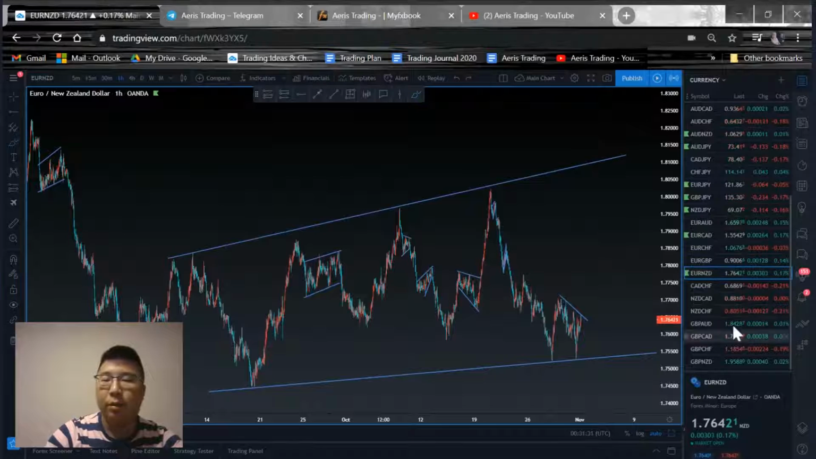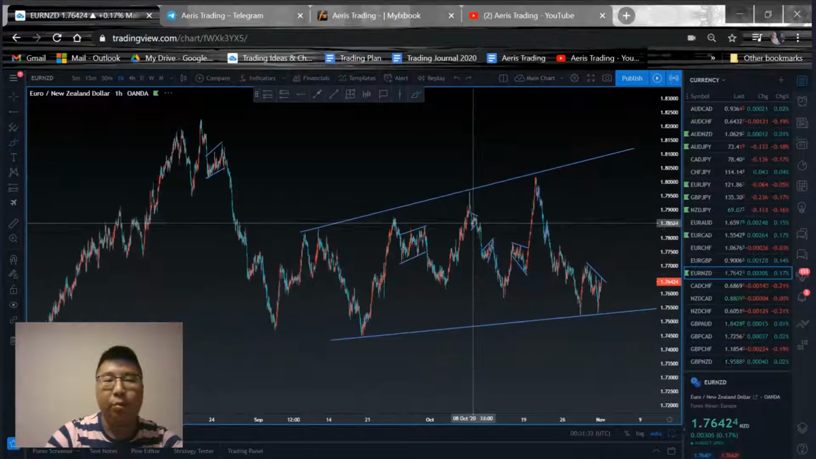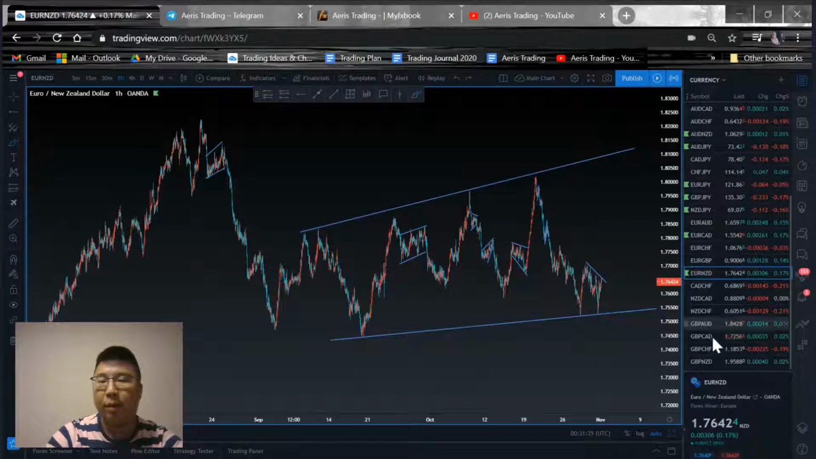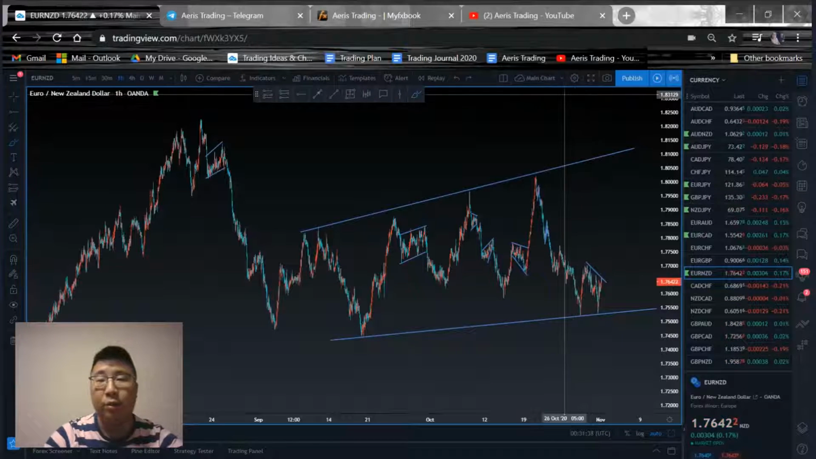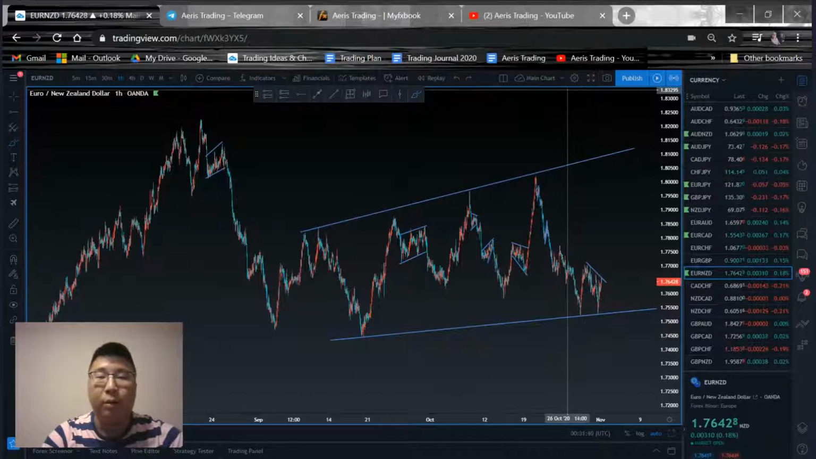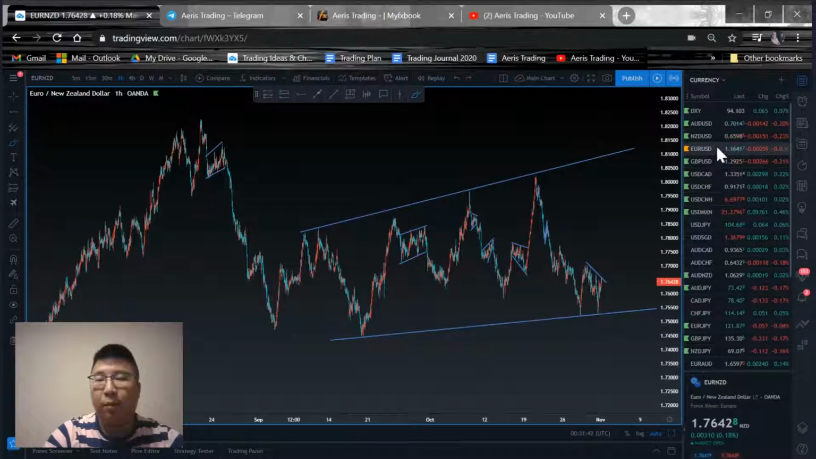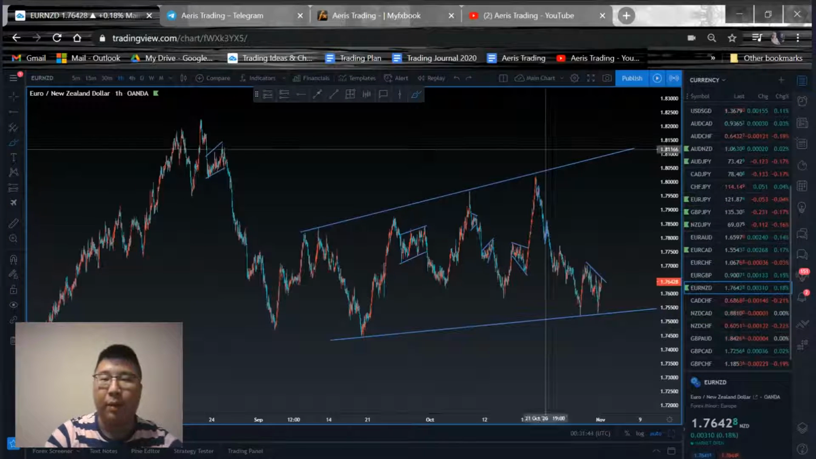So that's what I see on Euro Kiwi. And that is pretty much it. I don't see any other pairs that I'm looking at, unless you guys are seeing some you want me to take a look at. But that's all I'm seeing, on most of the dollar pairs and most of the yen pairs as well.